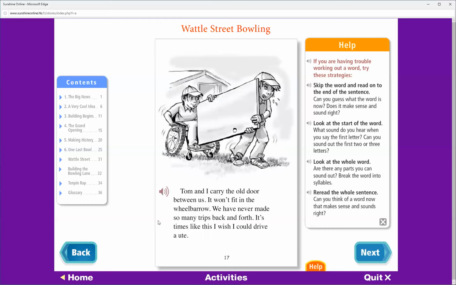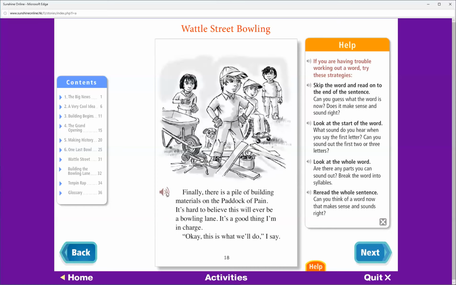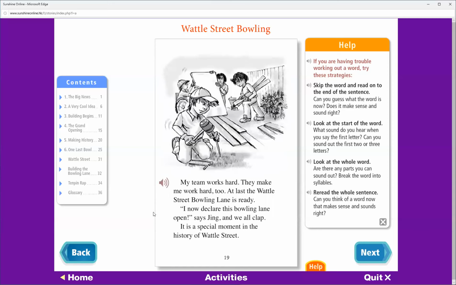Tom and I carry the old door between us. It won't fit in the wheelbarrow. We have never made so many trips back and forth. It's times like this I wish I could drive a ute. Finally, there is a pile of building materials on the Paddock of Pain. It's hard to believe this will ever be a bowling lane. It's a good thing I'm in charge. Okay, this is what we'll do, I say. My team works hard. They make me work hard too.